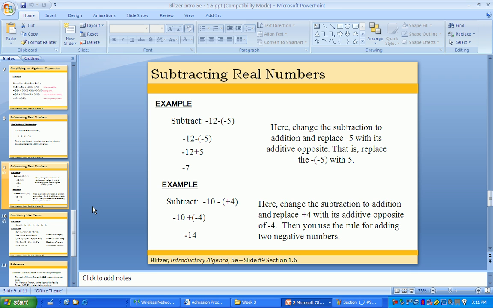And again, here are some more examples. Negative 12 minus negative 5. Like I mentioned before, two negatives right next to each other equal a positive. So negative 12 plus 5 is equal to negative 7. Here we have negative 10 minus 4. We want to change the subtraction sign to addition. When we do that, we change the sign of the number from positive to negative, and we end up with negative 10 plus negative 4 is equal to negative 14.